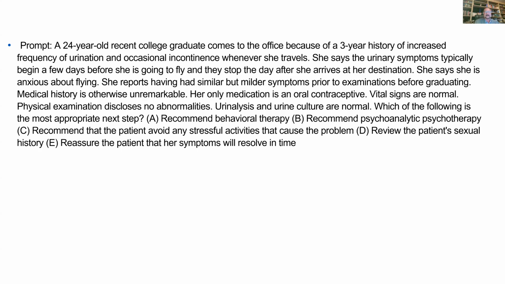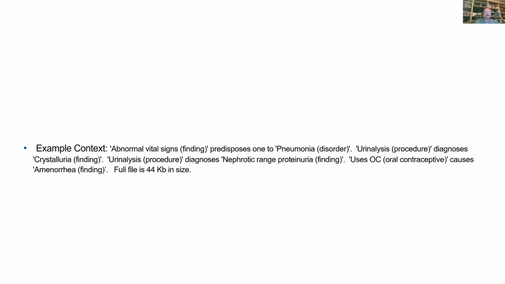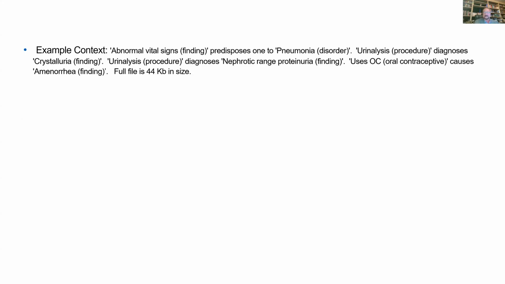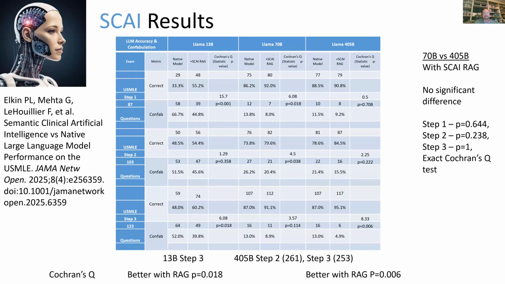So here are the possible choices that the USMLE questioner, the United States Medical Licensing Exam test, had as questions. Before our work, the LLM spit out, reassure the patient that the symptoms will resolve in time, which is the wrong answer. After we put in a lot of our knowledge base and ask the same question, it says recommend behavioral therapy, which is the right answer. And that just gives you an example of how we beat out the big companies.